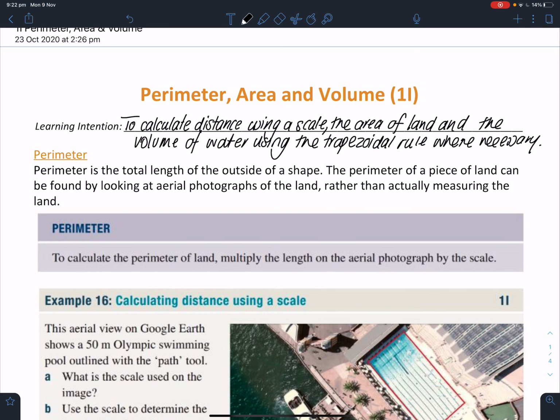Exercise 1I, perimeter, area and volume from the rates and ratios unit. So the learning intention for this lesson is to calculate distance using a scale, the area of land and the volume of water using the trapezoidal rule where necessary.